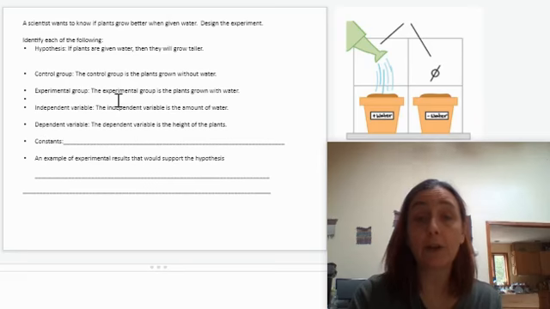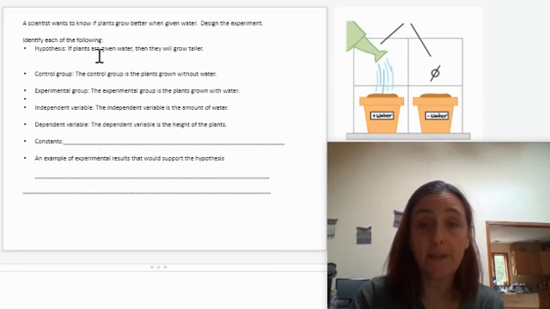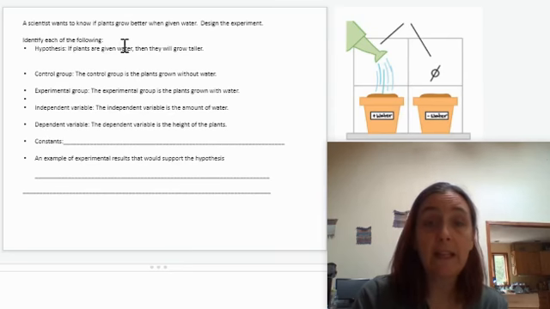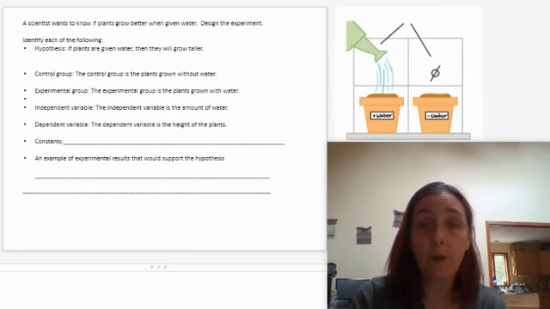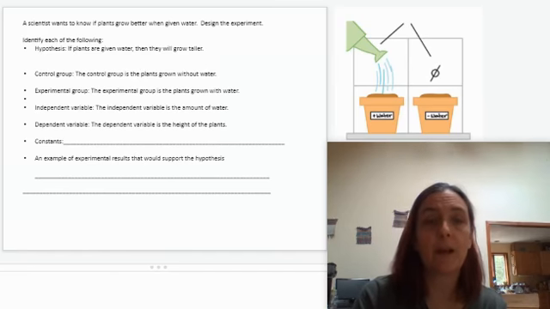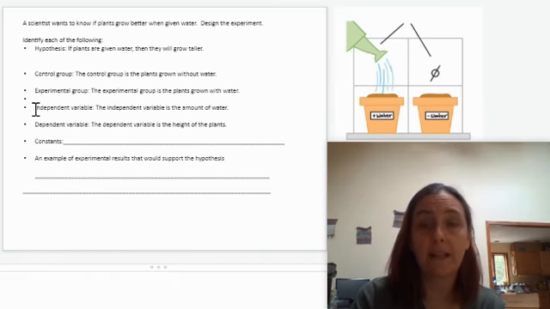And recall that if you're not sure about which is the dependent and independent variable, we can go back to our hypothesis. If is the independent. The independent variable is up here, the amount of water, if water. The dependent variable is the then part, their height. So that will help you sort out, did I get it right? Yes, the independent is the amount of water. That's the part in the if statement.